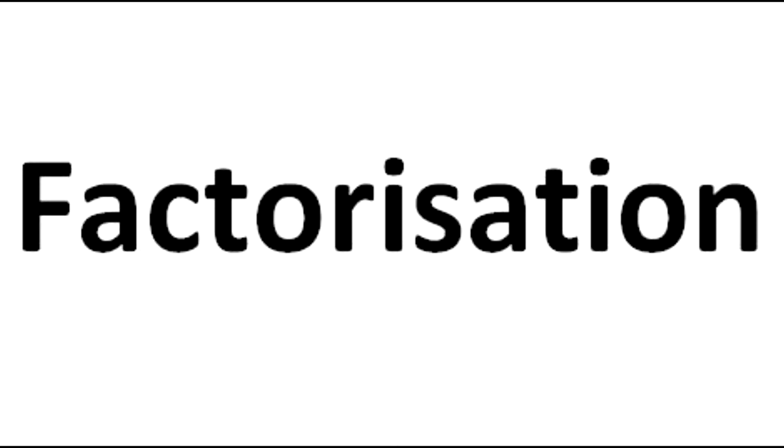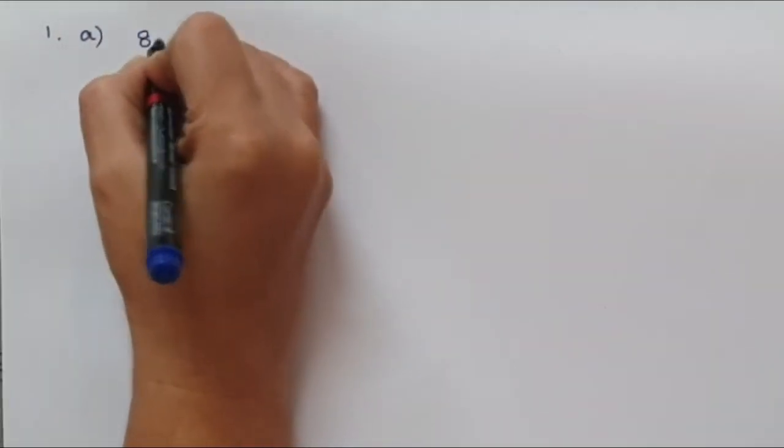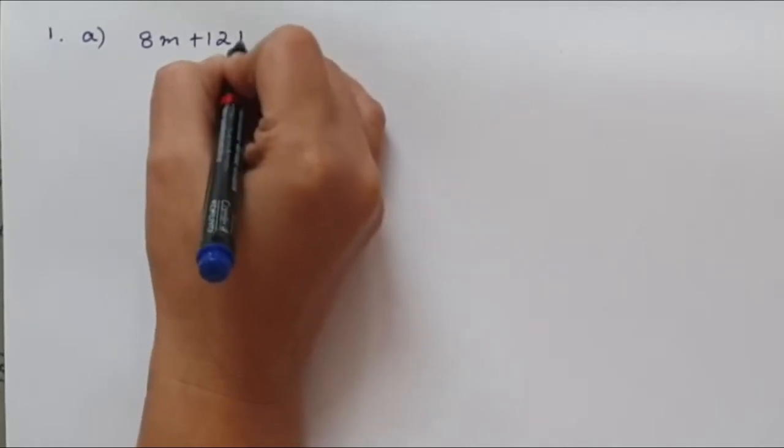Factorization. Factorization is the opposite of expansion. When we factorize, we add brackets to the given expression. Let us see a few examples. The first question: suppose you need to factorize 8m plus 12k.